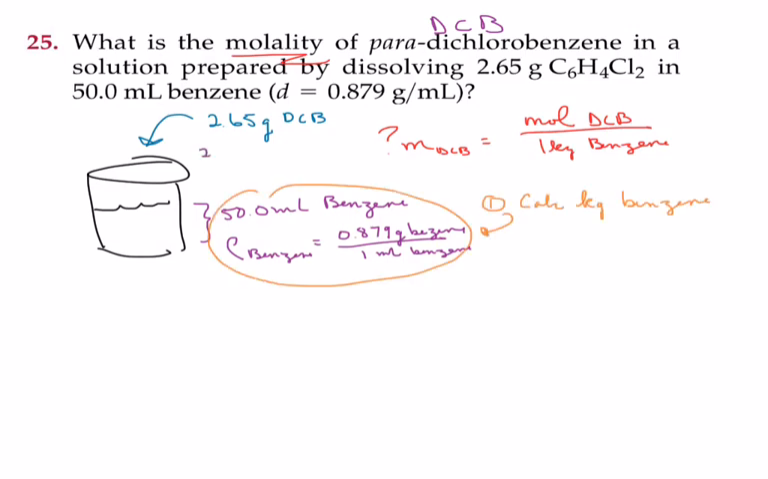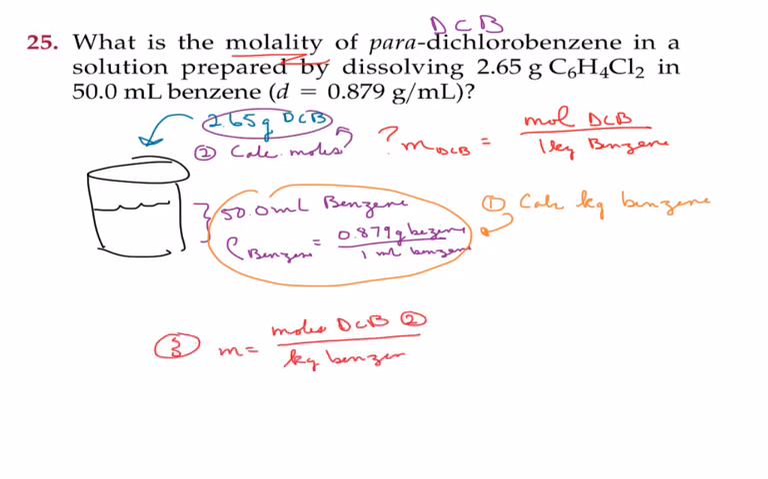Okay. Yeah, to me, you can use the volume and the density of benzene to get to grams of benzene. And then, of course, you can get to kilograms from that. And that's going to go in your denominator, so to speak. And you can use the mass of solute, 2.65 grams, and the molar mass of dichlorobenzene to get to moles. So it's really not too bad.